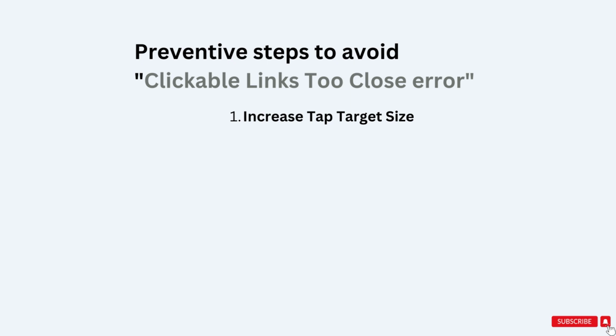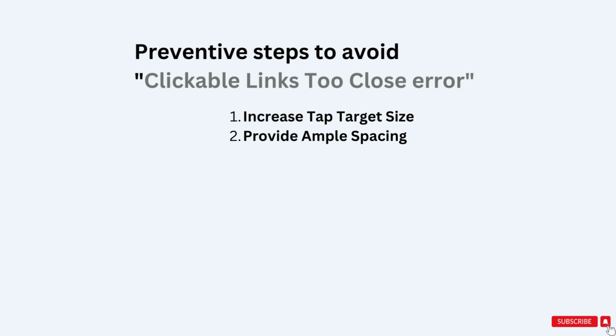The first one is to increase tap target size. This means enlarge the clickable areas such as the buttons and the links to at least 48 by 48 pixels, making them easier to tap on mobile devices. The second one is to provide ample spacing. Please make sure that clickable elements have enough space between them to prevent accidental clicks and improve user experience.